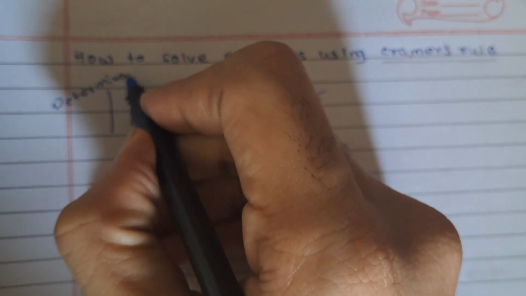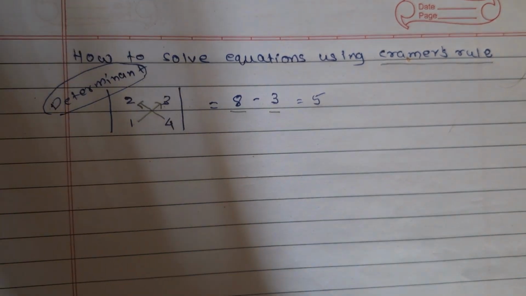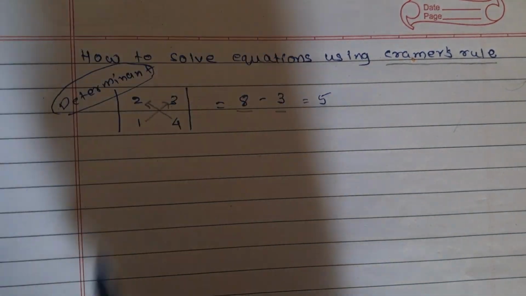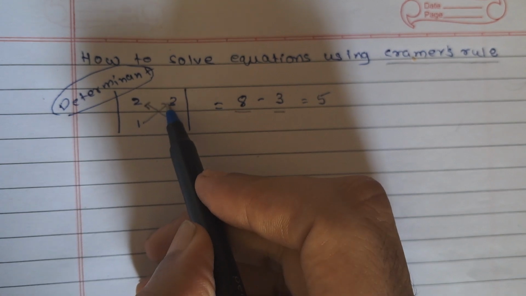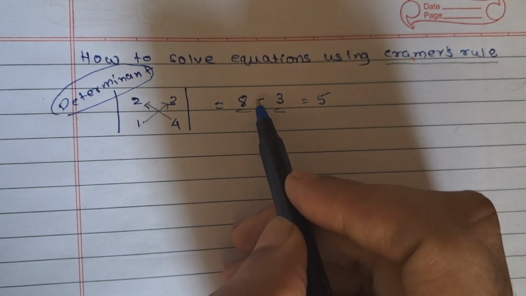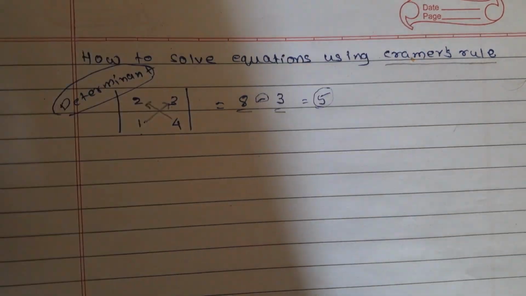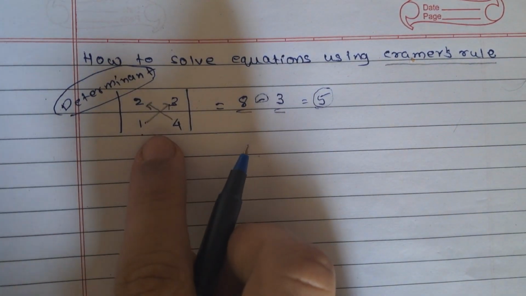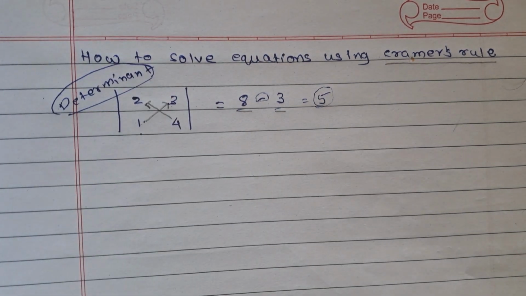Understanding determinant is very much important. It's not a big deal because it is a very simple concept. Just multiply this number by this number, then multiply this number by this number, and finally subtract both the numbers, and you will get the value of this particular determinant. If this concept is clear, then based on this, we can solve equations using Cramer's rule.